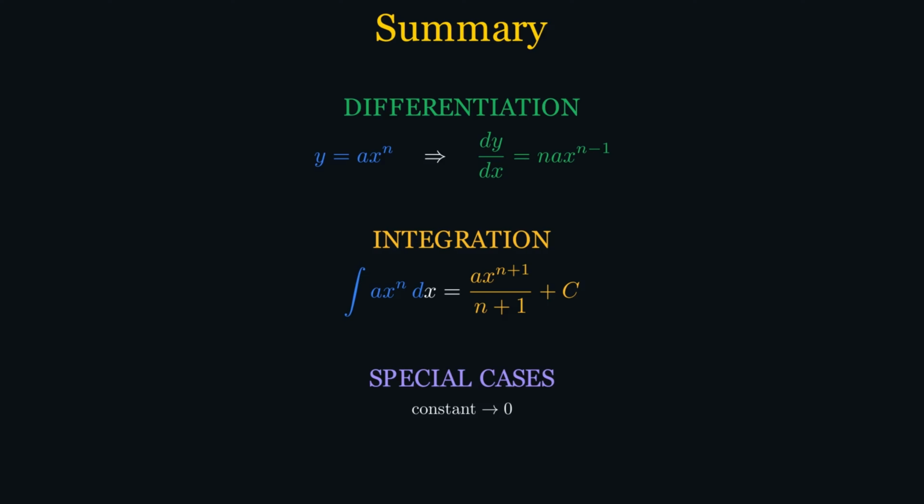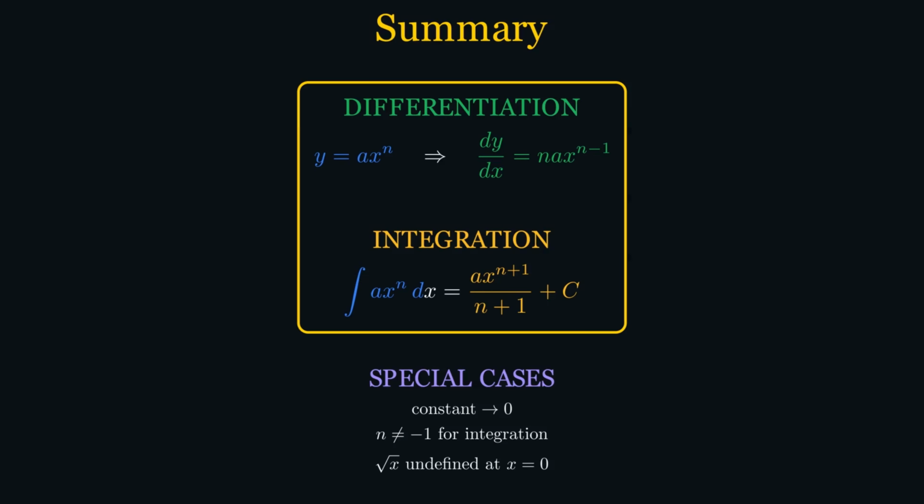Special cases. The derivative of a constant is 0. You cannot divide by 0, so n cannot equal -1 for integration. The derivative might not exist at certain points, like x equals 0 for the square root of x. The power rule is used in physics, engineering, economics, biology, and computer science. Anywhere things change, and that change needs to be measured.